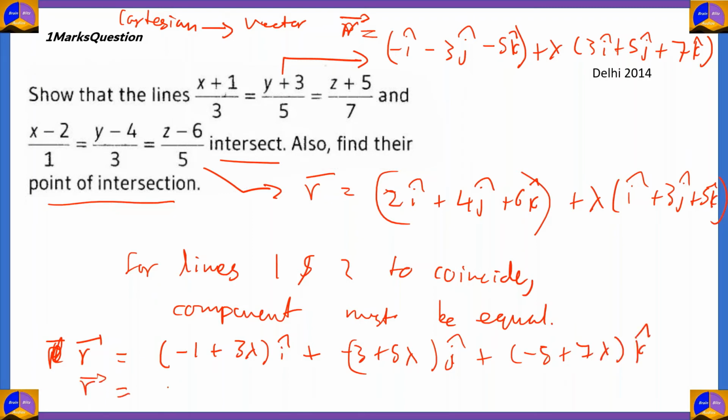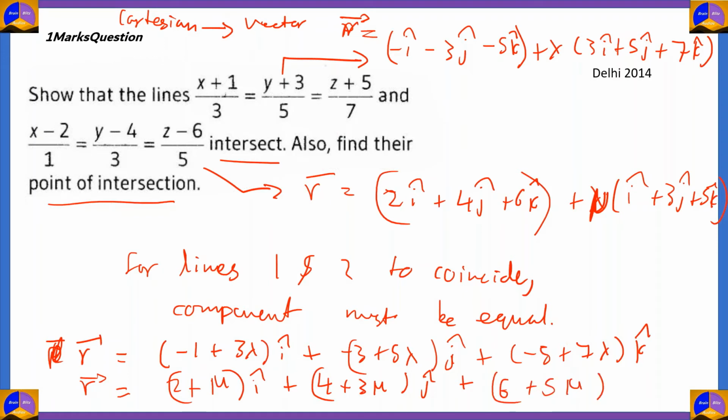For the second equation, it will be (2 + mu) i cap plus (4 + 3 mu) j cap plus (6 + 5 mu) k cap. Let's write this as mu because we can't have lambda at the same time. So since the components must be equal, we'll write that -1 + 3 lambda will be equal to 2 + mu.